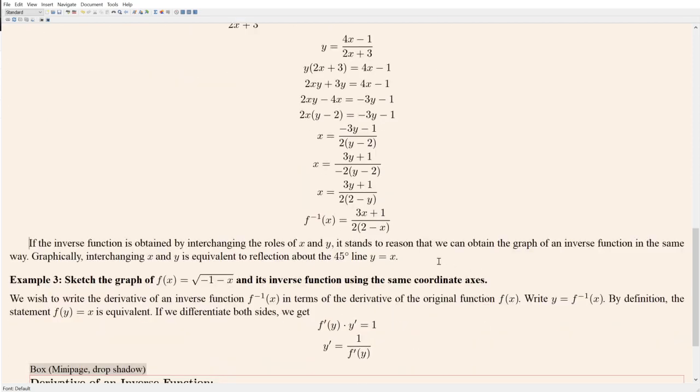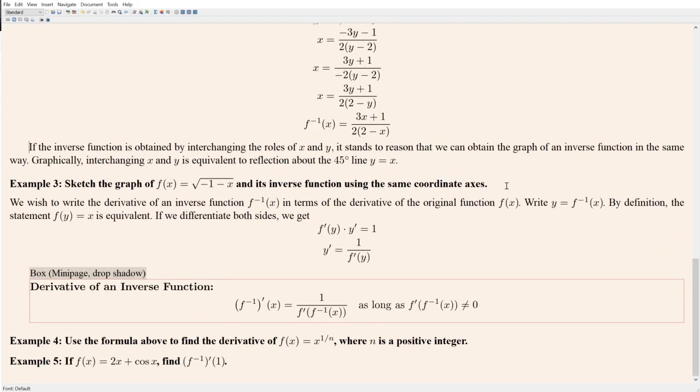Geometrically, interchanging x and y is the same as performing a reflection about the 45-degree line. So y equals x, that's the 45-degree line going through the origin. Let me just show you an example of what that looks like in GeoGebra. So sketch the graph of this function and its inverse function using this observation.